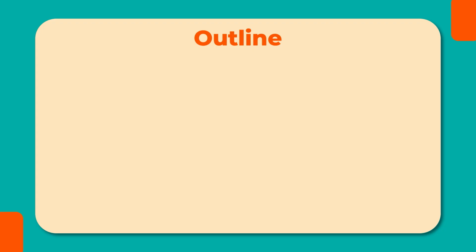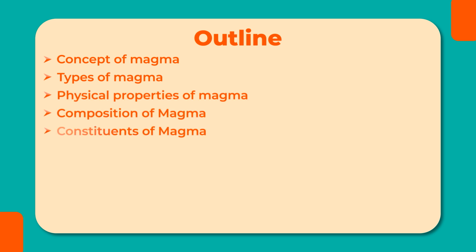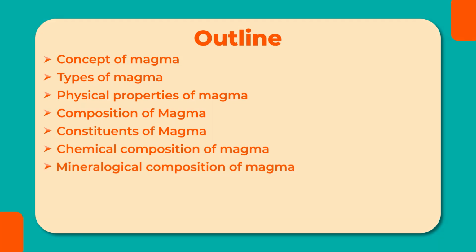This is the outline of our discussion today. Concept of magma, we will discuss the types, followed by the physical properties, then composition and constituents of magma, chemical and mineralogical composition of magma, magmatic differentiation, origin of magma, and then we will lastly summarize.